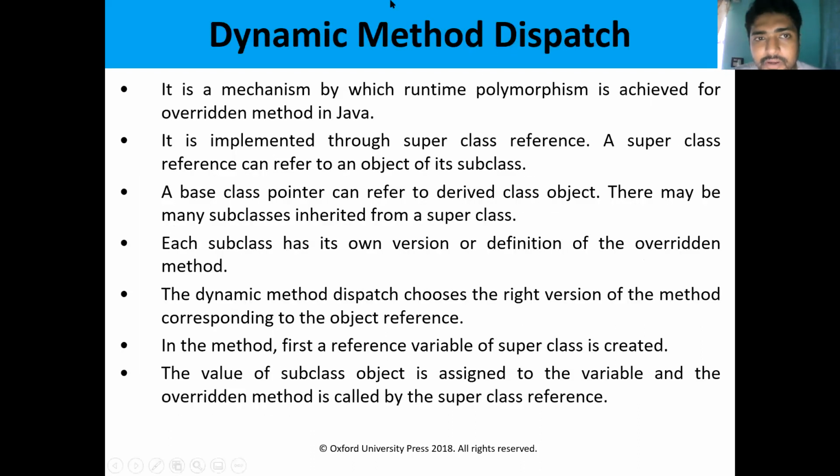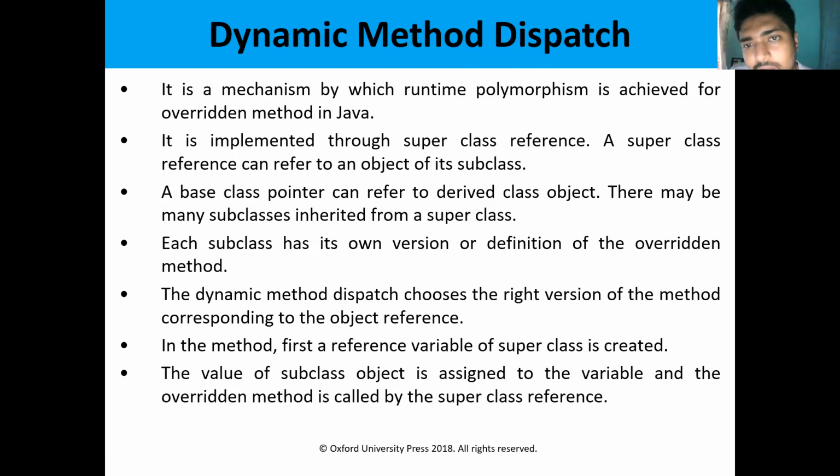Dynamic method dispatch. We have discussed this one. Dynamic method dispatch means we are going to achieve runtime polymorphism. Polymorphism means more than one form. In a class, the same method name can behave differently in different situations. We can use different methods with the same name. That is called polymorphism.